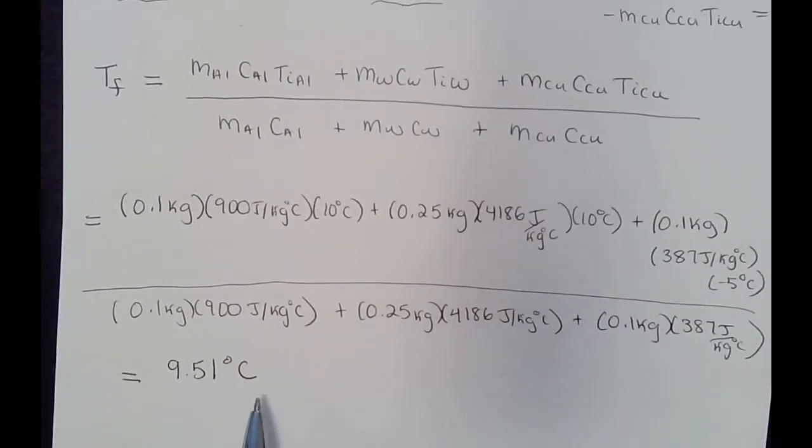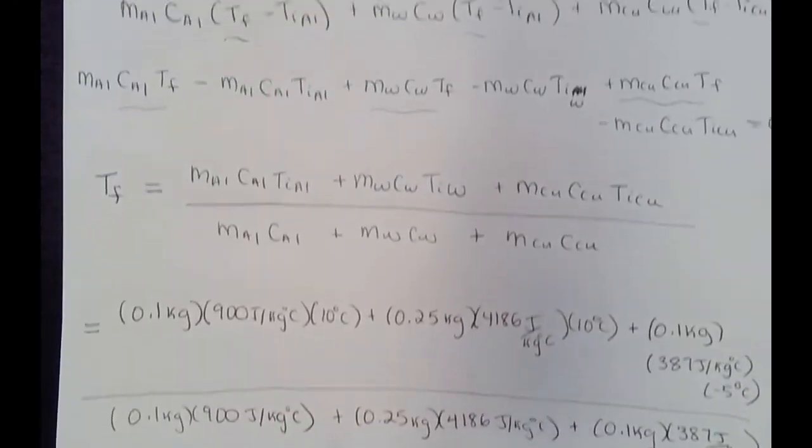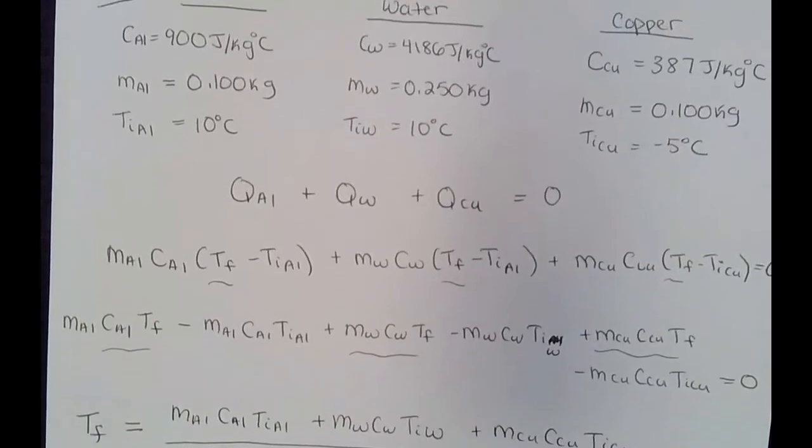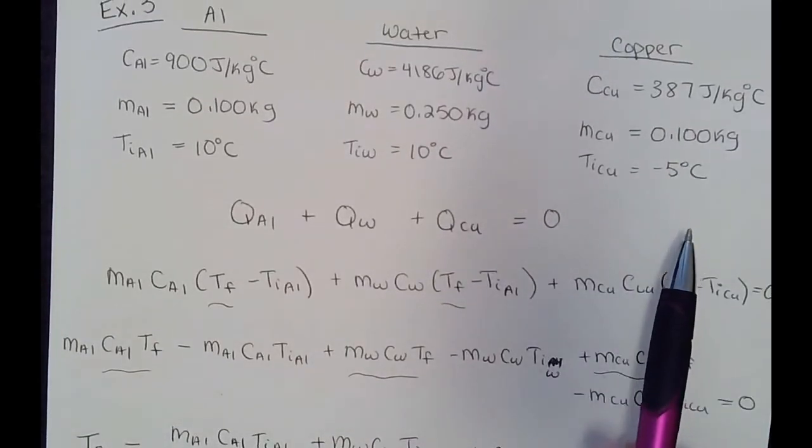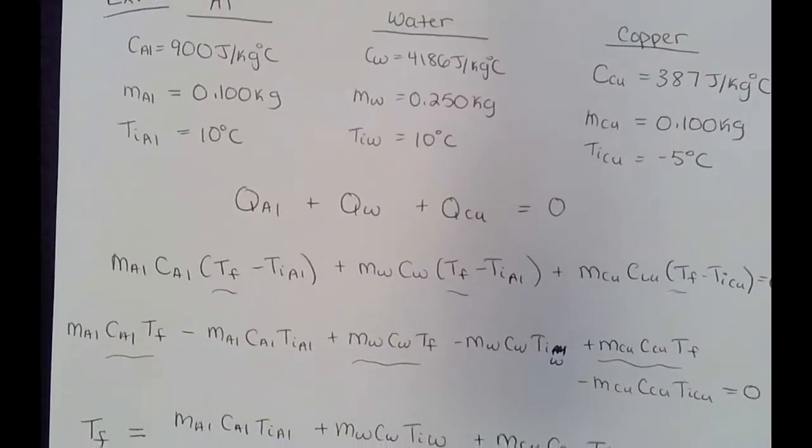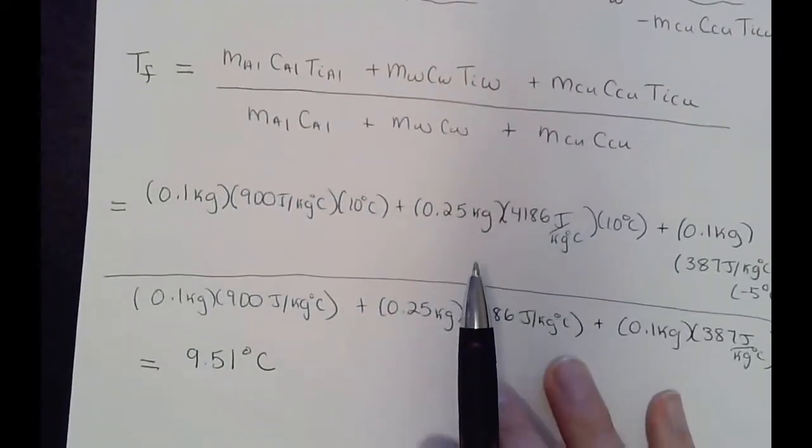This makes sense because it should be between all the temperatures of what was in the mixture. So we had 10 degrees initially, and then adding -5 degrees, which lowered the temperature just a little bit to 9.51 degrees Celsius.